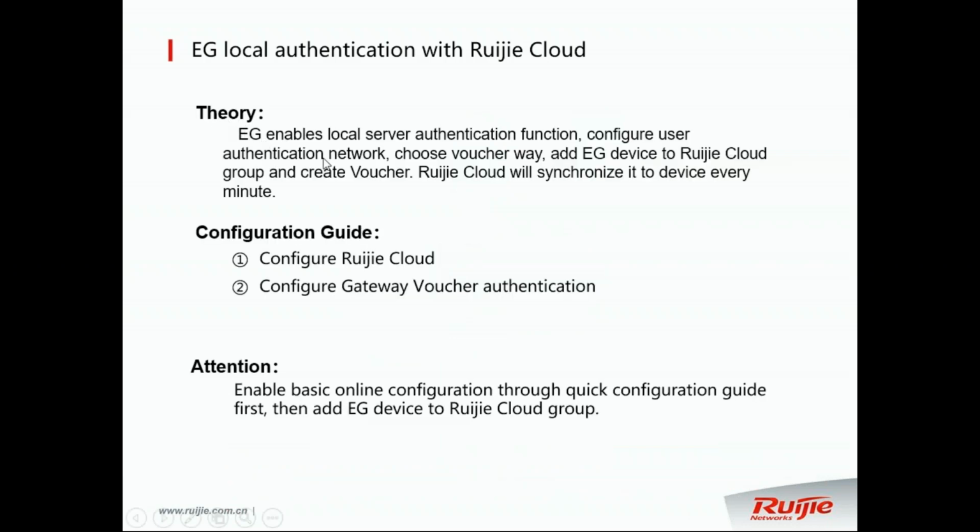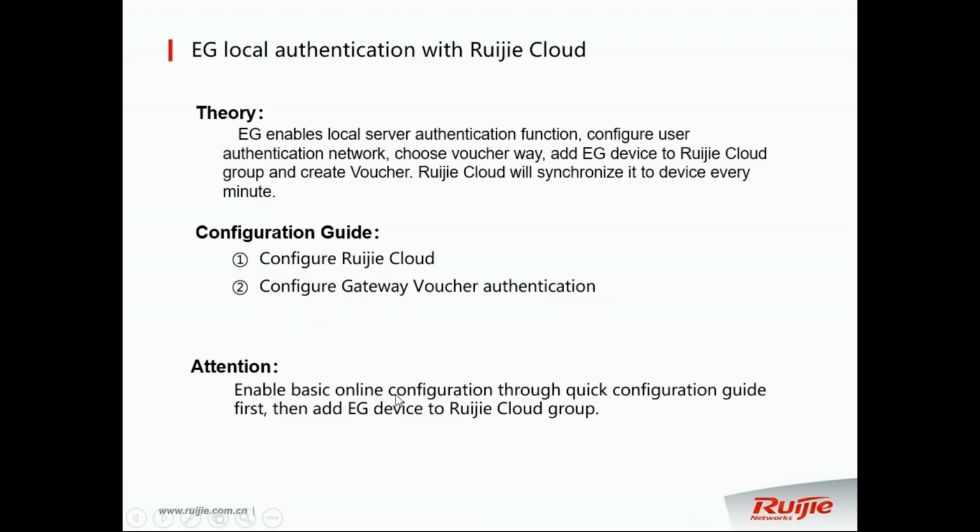Okay, and the theory is that EG enables the local server authentication function. We choose the virtual profile and add the EG device to the Ruijie cloud group, and then we create the vouchers. So in fact, what happens? The Ruijie cloud will synchronize it to the device every minute. So our EG works with the cloud, and then it synchronizes to the cloud. Normally we first configure the Ruijie cloud, then we configure the gateway virtual authentication.